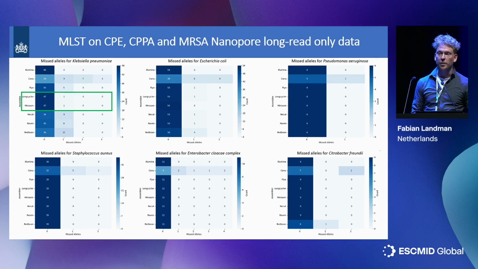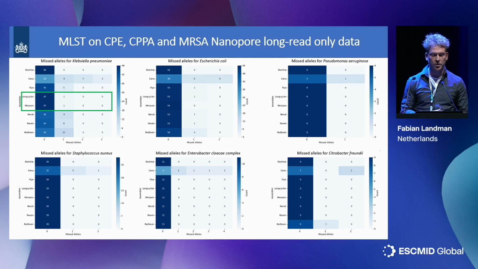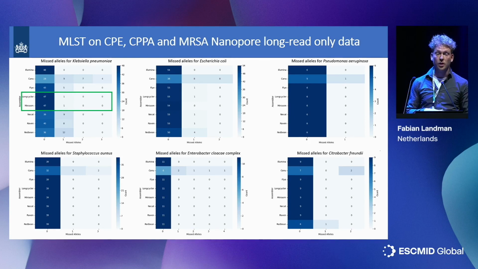We also performed the MLST for the different species, and almost no differences were observed here. So especially for Unicycler, Long Cycler again, and Miniasm, there was only for Klebsiella 1 isolate that differed 1 allele. And for all the other species, we found identical MLST types.